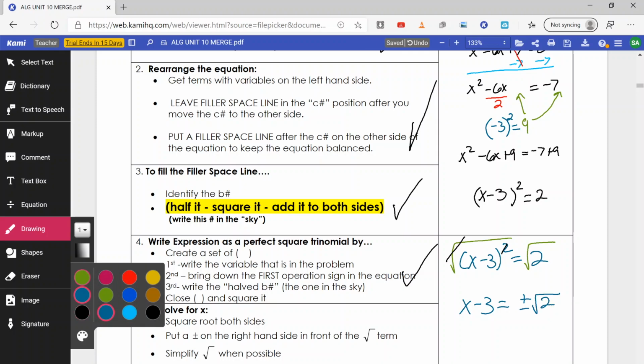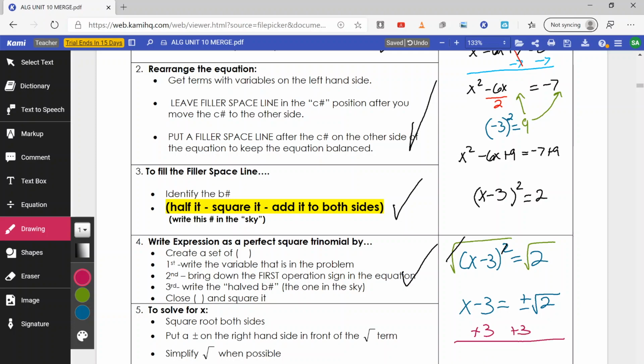And last but not least, we want to get x by itself. So we're going to take this minus 3, and we have to move it on over. We're going to do the opposite of whatever's going on here. So subtracting 3 in the problem means we're going to add 3 to both sides. So -3 plus 3 will cancel out, leaving me with x equals, and then here we have a whole number, 3, and then an irrational number, the square root of 2. The whole number will come first, 3 plus and minus the square root of 2. And that is our answer using completing the square.